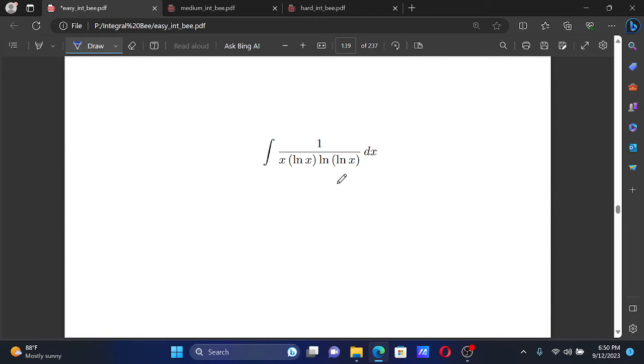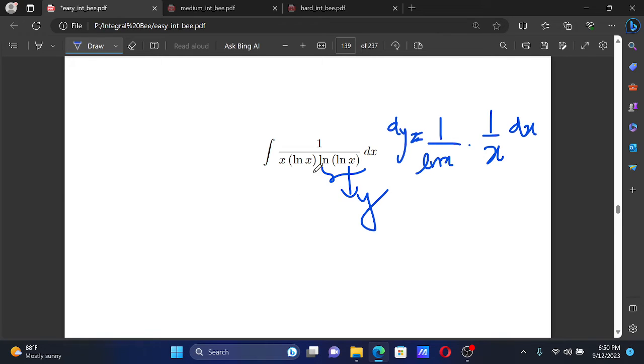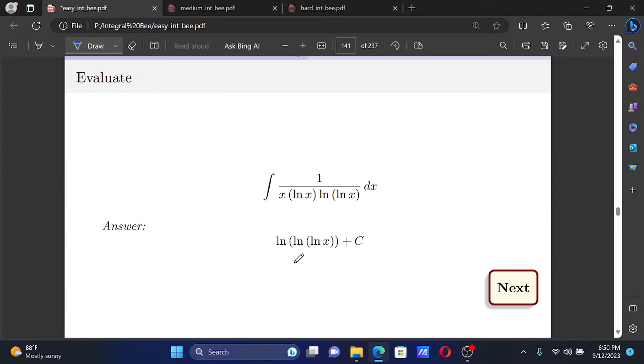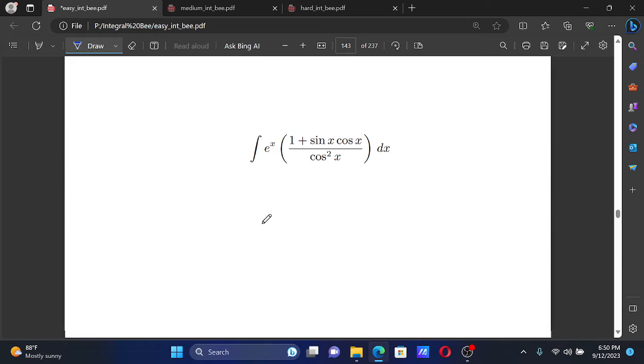For this one, if we just let ln x as y, then 1 by ln x dot 1 by x will be our dy. So our dy will be this times dx. So our answer would be ln of ln x plus c. That's the answer. Let's go to the next one.